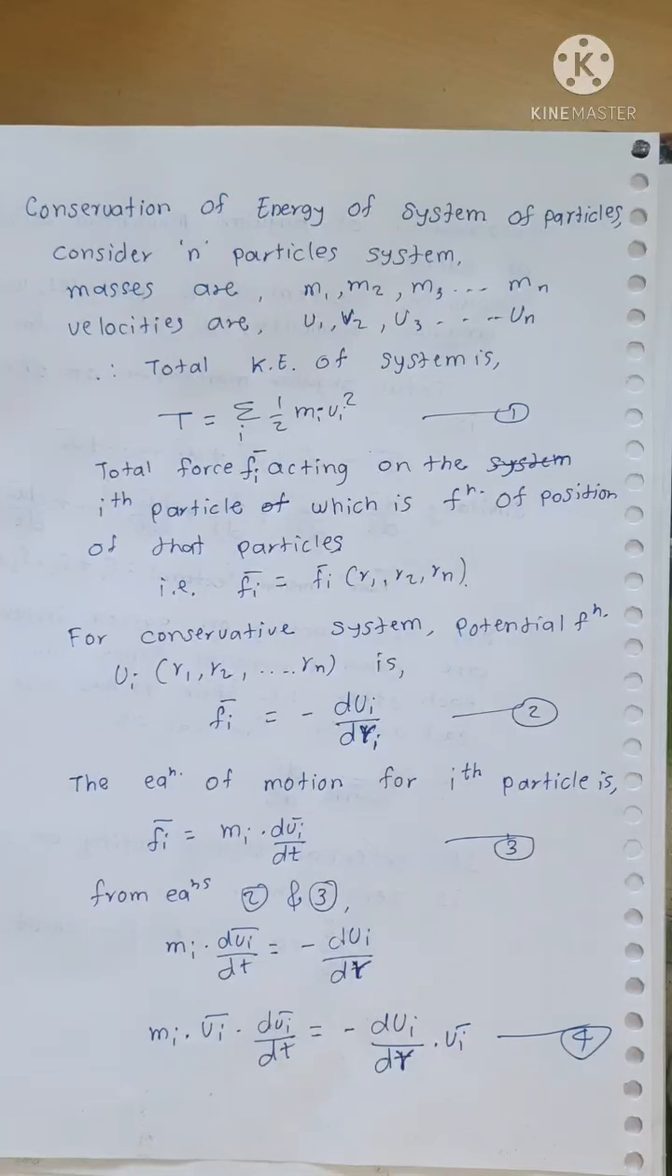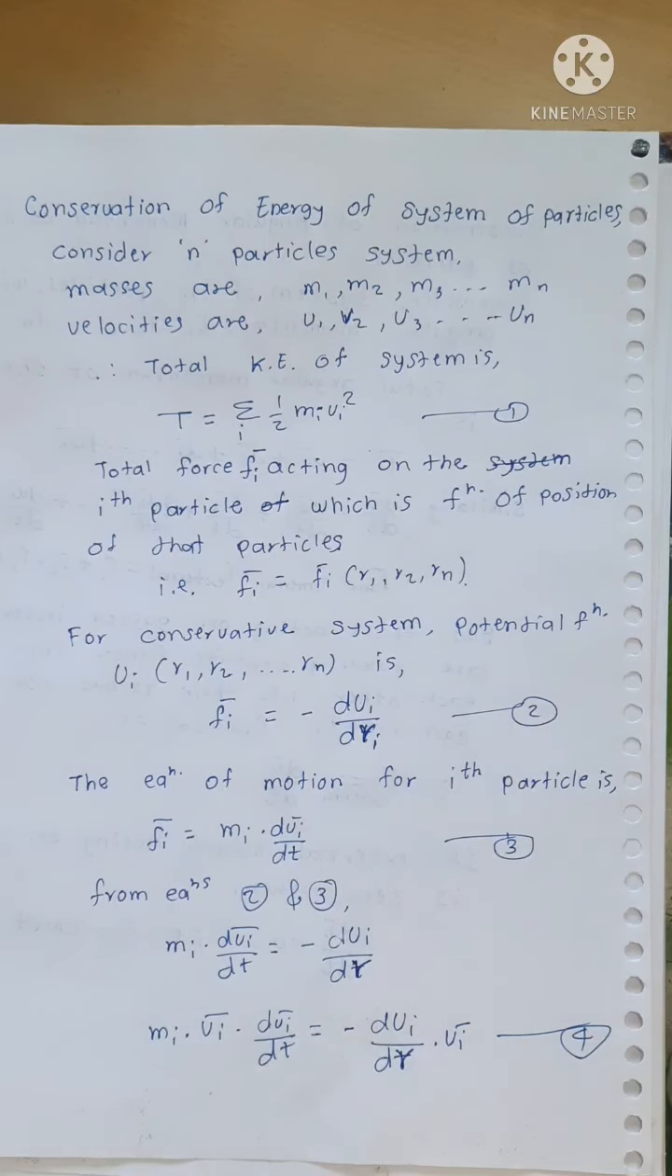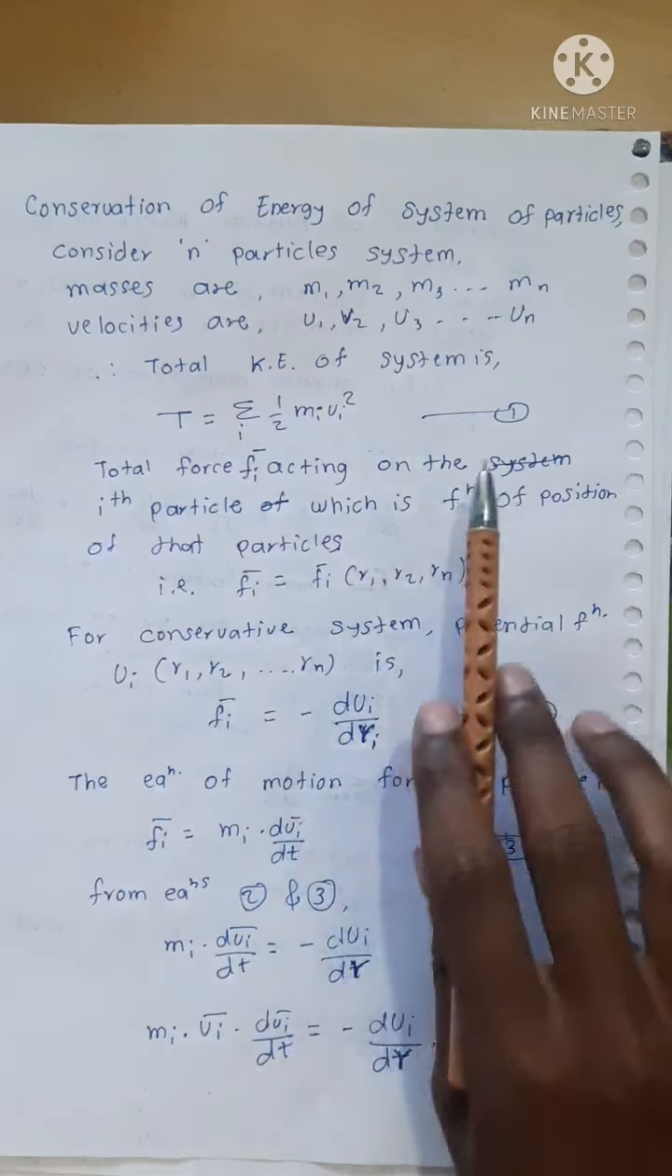Now let's study the conservation of energy for a system of particles. Consider n particles with masses m1 up to mn and velocities v1 up to vn. So we know the total kinetic energy of this system of particles will be capital T equal to the summation over i of half m i v i square. Let's call this equation 1.